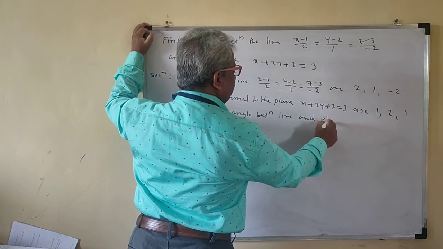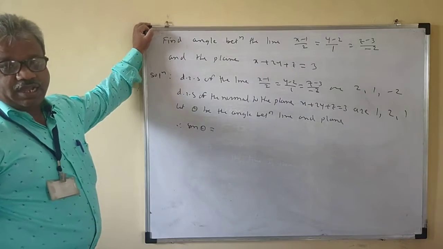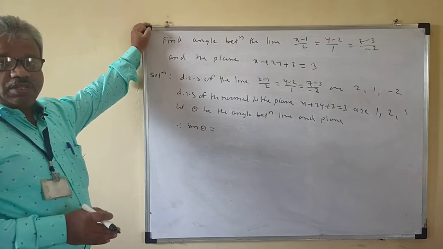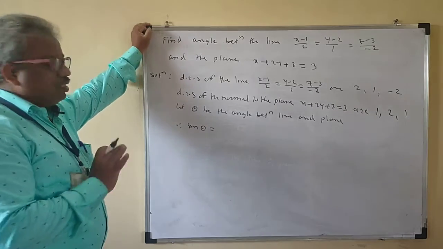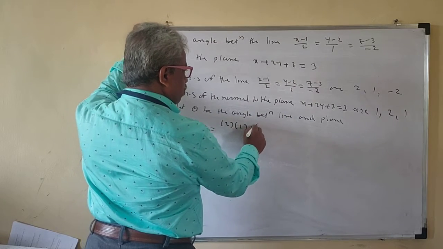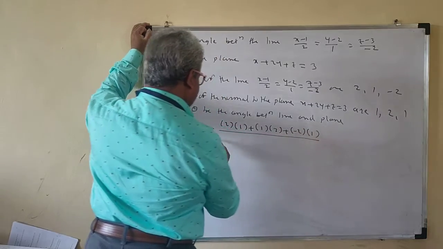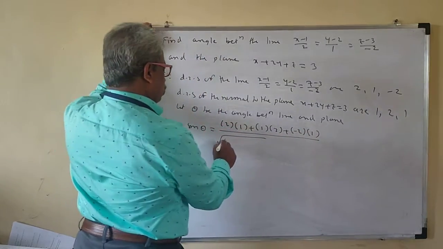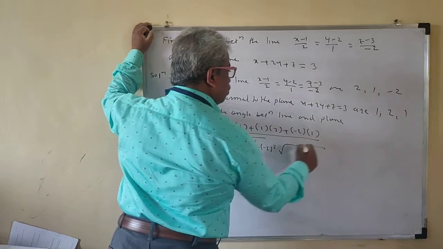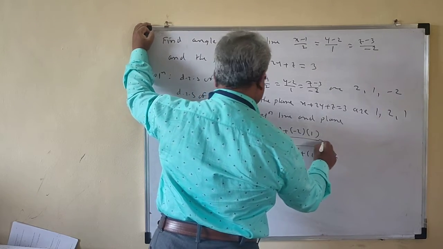the line and plane. So therefore sin theta is equal to, we have to write sin theta because we are finding the angle between a line and a plane. This is not the angle between two lines or between two planes, so it is sin theta. Okay. So we just have to take the dot product. So 2 into 1 plus 1 into 2 plus minus 2 into 1, upon the square roots of the sums of the squares of the direction ratios. So this is root of 2 square plus 1 square plus minus 2 square, into root of 1 square plus 2 square plus 1 square. Okay.